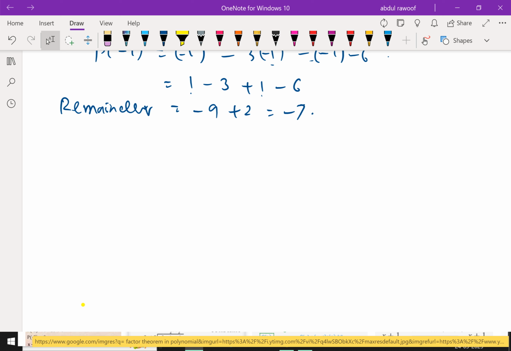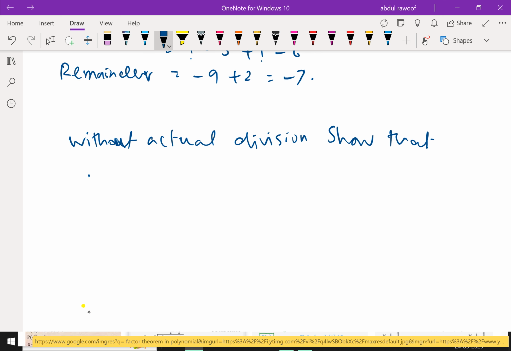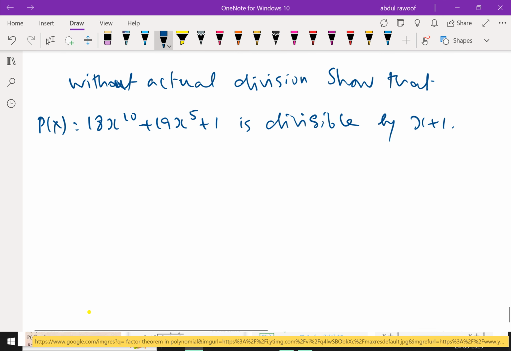One more question. Without actual division, show that 18x to the power 10, that is p of x, plus 19x to the power 5 plus 1 is divisible by x plus 1. How to do this one?